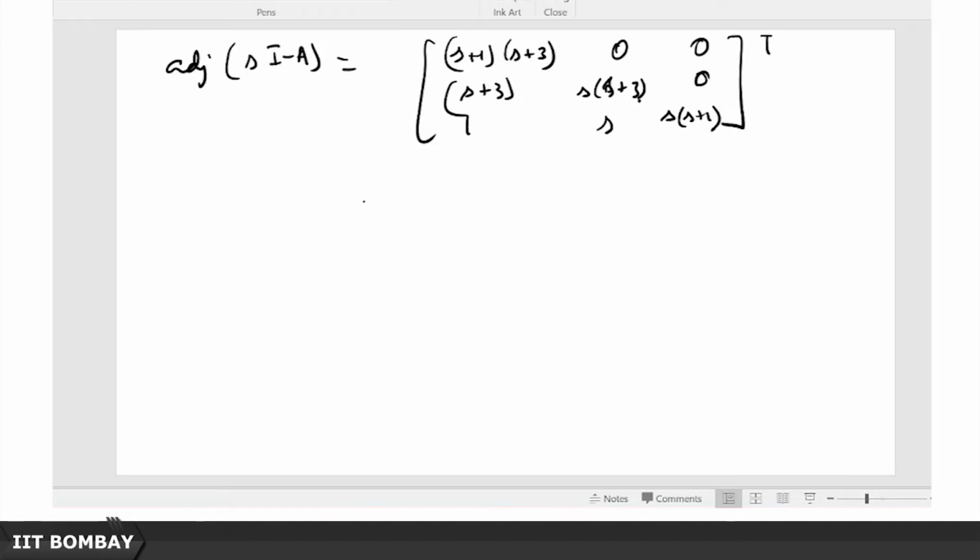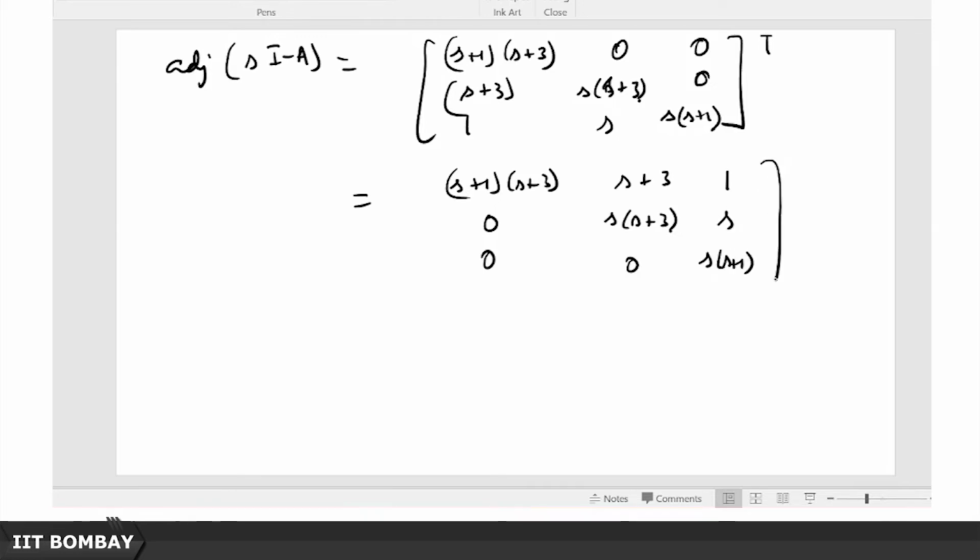So the overall transpose of this, let me write that down: S plus 1 into S plus 3, 0, 0, then S plus 3, S into S plus 3, and 0, and finally 1, S, S into S plus 1. So you see that a triangular matrix has its inverse also triangular. So this is basically the adjugate. Of course, now if I want to find SI minus A inverse, I also have to divide by the determinant, which is S into S plus 1 into S plus 3, I believe, right.